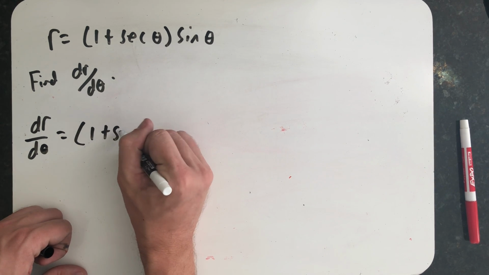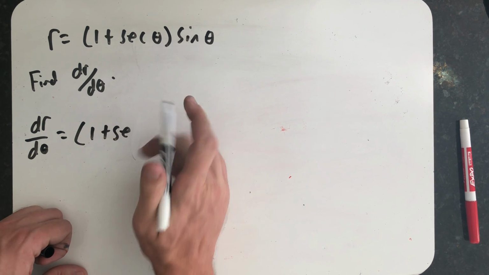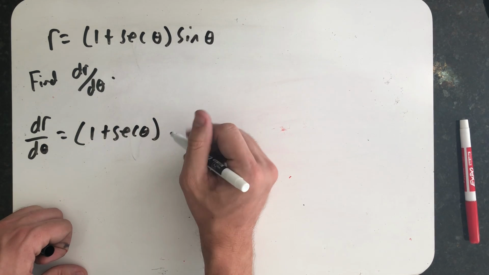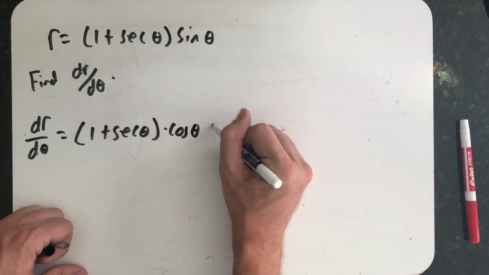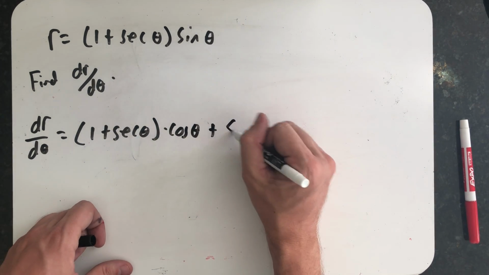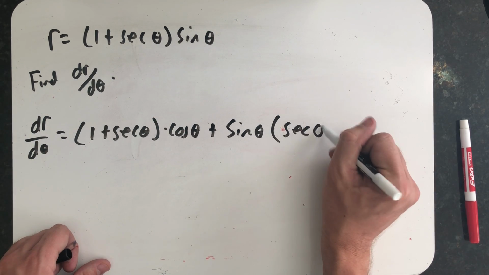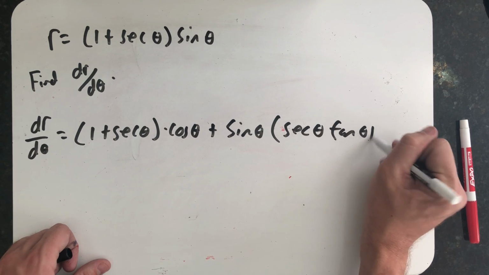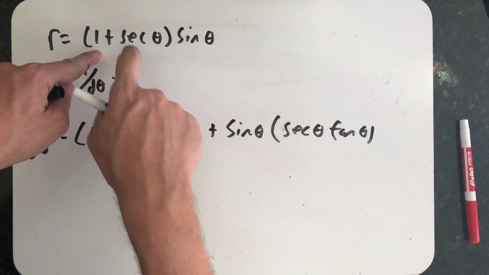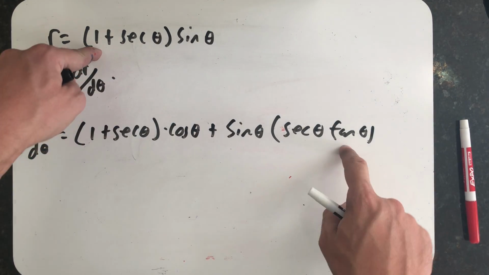The first times the derivative of the second plus the second times the derivative of the first. The derivative of 1, of course, is 0, so I just need the derivative of secant, which is secant tangent.